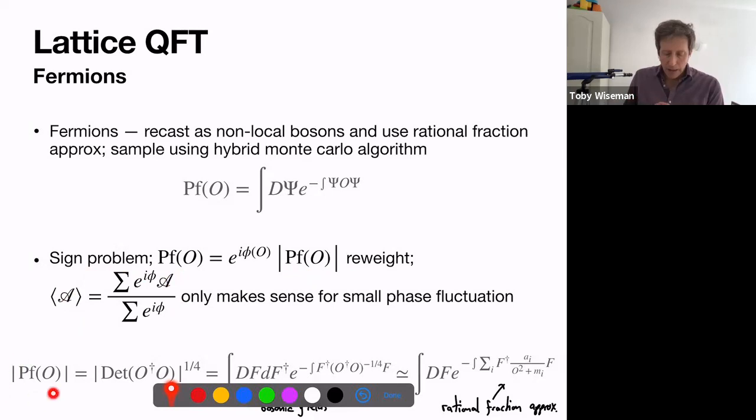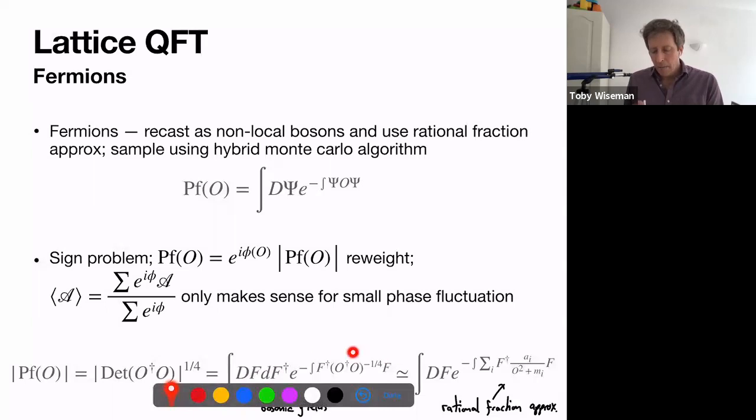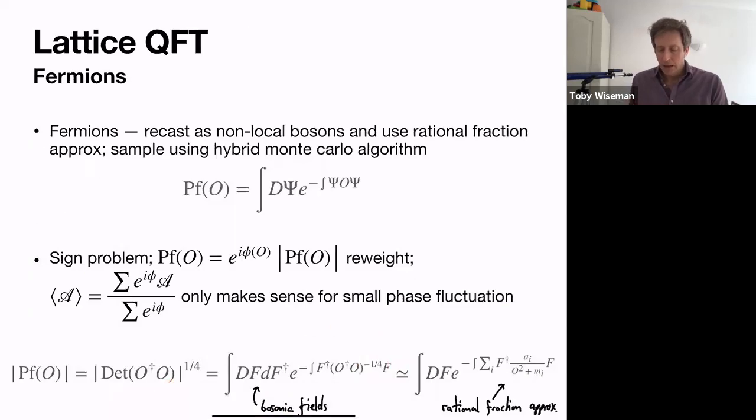Well, this quenched Pfaffian you can write as a determinant with some fractional power. And then you simulate that on the lattice using, as I said, bosonic fields. So you introduce some bosonic fields, with this action, where, of course, when I integrate out these bosonic fields, I get this determinant back. But the key point is that I've got some inverse power here. So this is a non-local bosonic action. And that's in a sense where the technical challenge of fermions comes in.